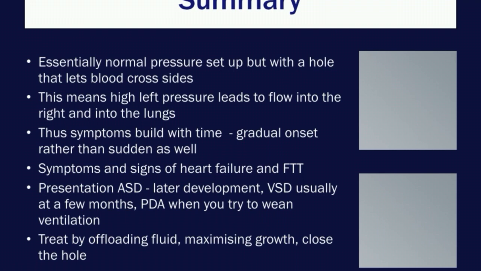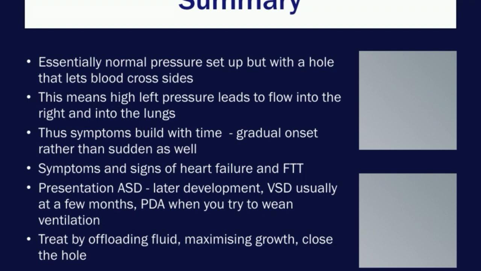So if you talk about what we've seen here today, we've talked about left to right shunts. So basically you have a hole in an otherwise normal circulation, and that means that you've got extra blood going through the lungs. The symptoms are all related to the extra blood going through the lungs, and failure to thrive because they're burning extra calories with their increased resp rate.